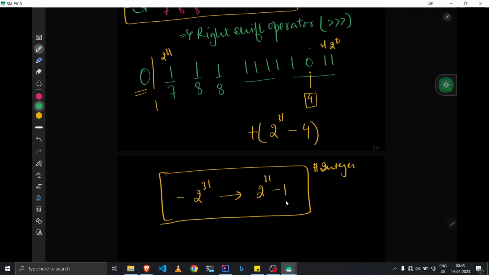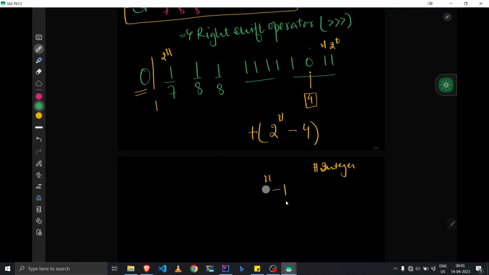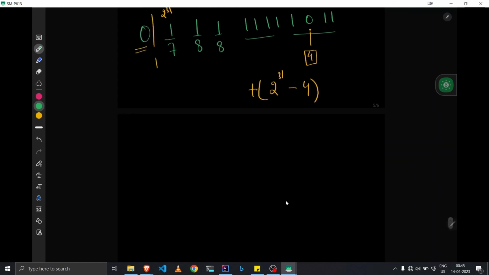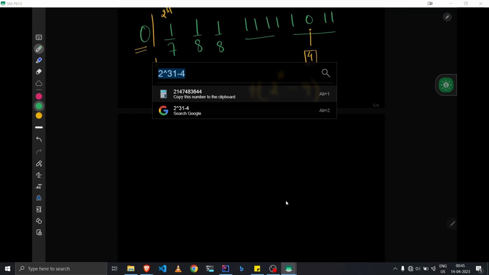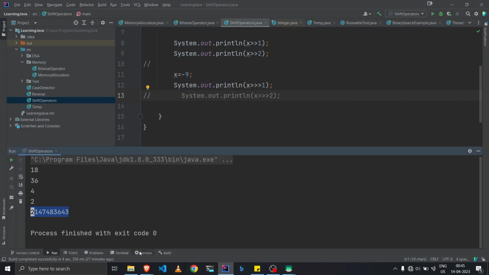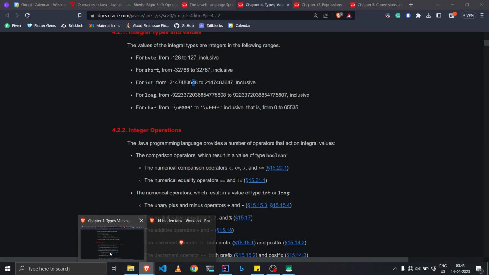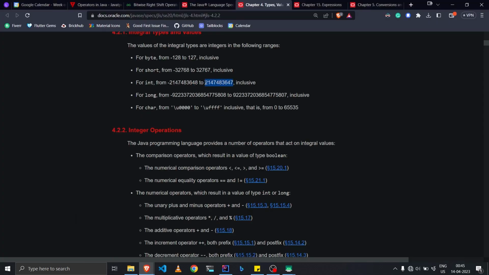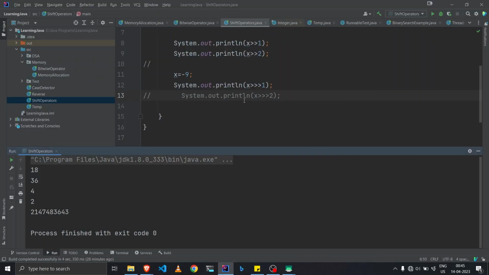So here we discussed, let me remove this bottom thing that I just discussed. So we expect it to be that, right? Let me do it real quick for you. So you can see 2 to the power 31 minus 4 is 214748364, which is pretty much what we get here, but it is one less just because of the issue that I explained right now, that on the positive side we have one digit less, right? So that is the issue why it is that.